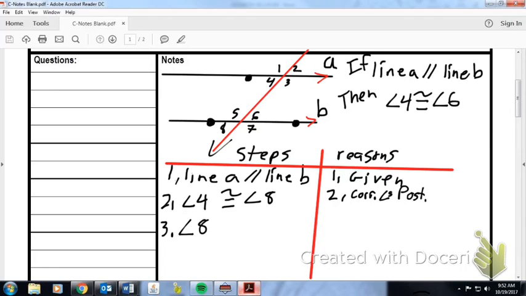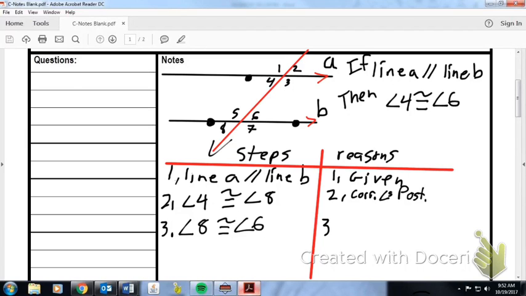Step number 3. 8 is congruent to 6. Again, I want you guys to take about 3-4 minutes and discuss why 8 and 6 have to be congruent. I want you to think about what their relationship is, and then why that relationship mandates congruency.